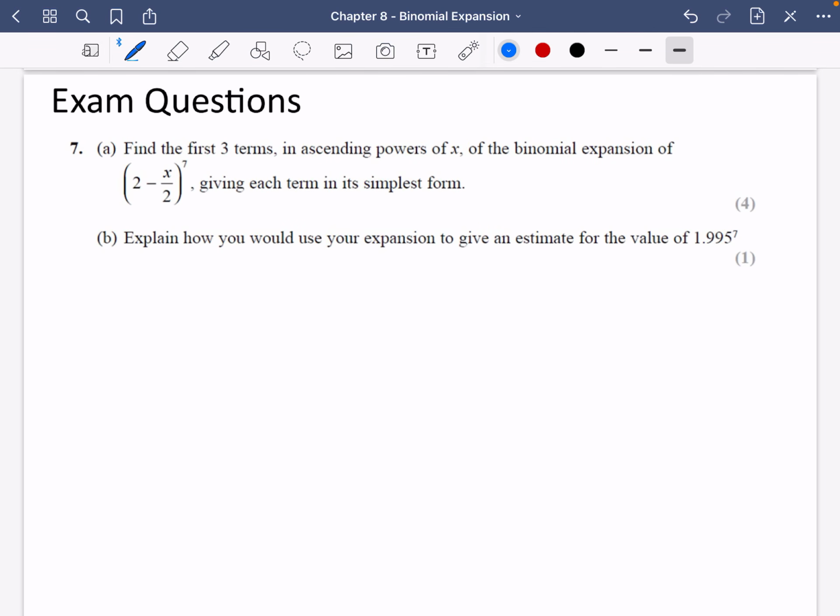So we're now going to have a look at some exam questions. I'm going to do 3 exam questions. You might like to try them yourself and then compare it to how I do it. We'll also have a look at the mark schemes too.